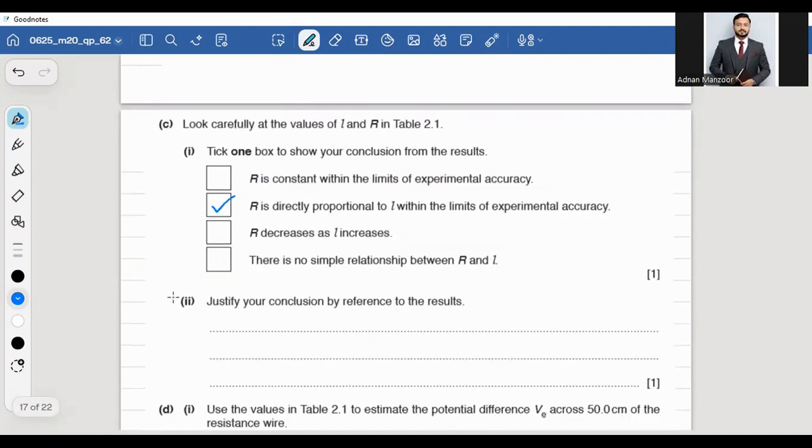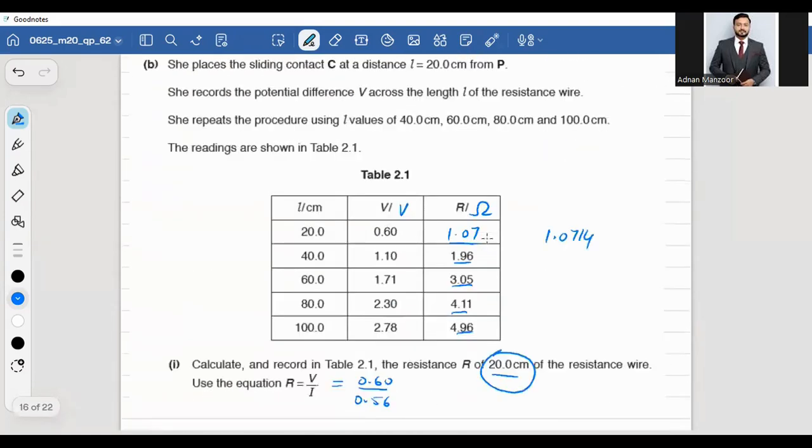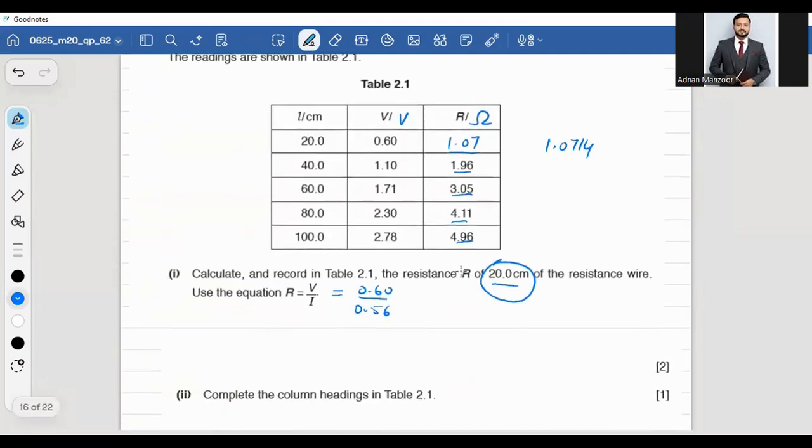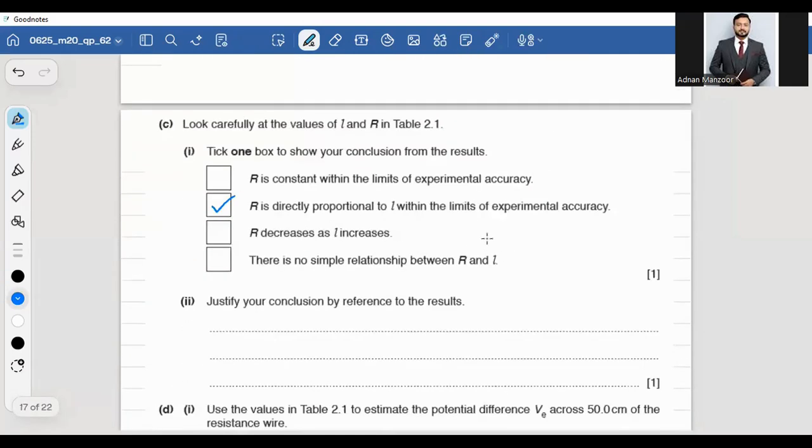Justify your conclusion by reference to the results. Okay, and the results are here. Like for 20, it was 1.07, for 40, 1.96, 60, 3.09. We can see that the length is increasing, the resistance is increasing. Okay, so you have to quote the results here. I'm just writing the statement as: length is increasing, so the R.